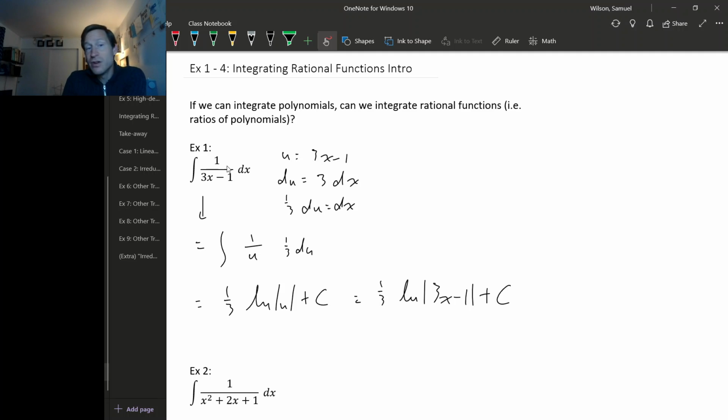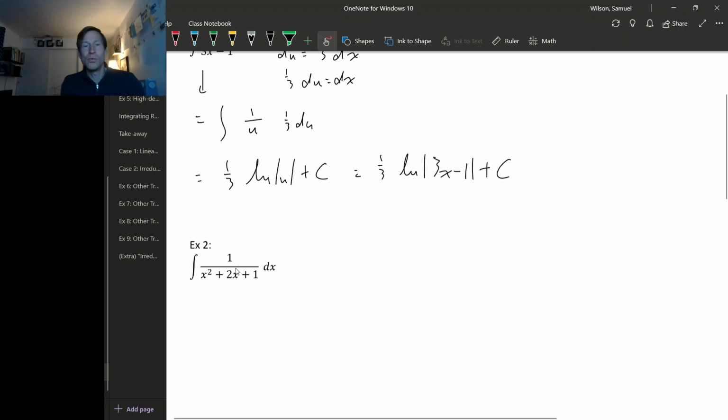Okay, so if our denominator is pretty simple, then we already have some tools to integrate rational functions. Let's look at another example. So how about 1 over x squared plus 2x plus 1? Anytime you're working with a rational function, it should occur to you at least some of the times that maybe factoring would be a good idea, because a rational function is a ratio of polynomials, so you could always factor the polynomials and hope that something nice happens.